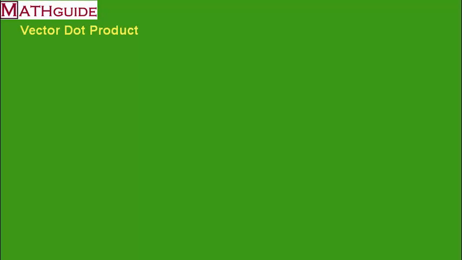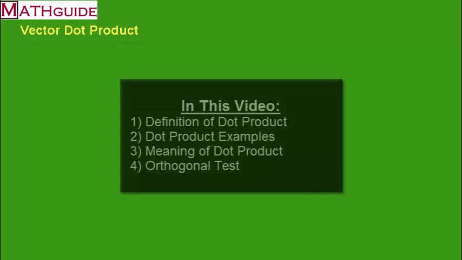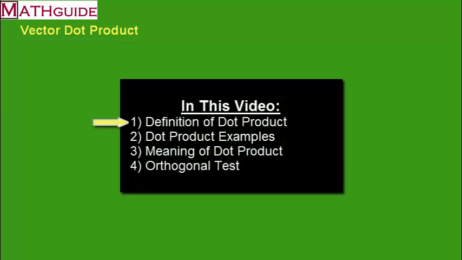In this video, we're going to talk about vector dot products. In our first section, we're going to talk about the definition of a dot product. Then we're going to go into some examples. We're going to talk about the meaning of a dot product. And then we're going to talk about how we could test for orthogonality. All right, let's get started.